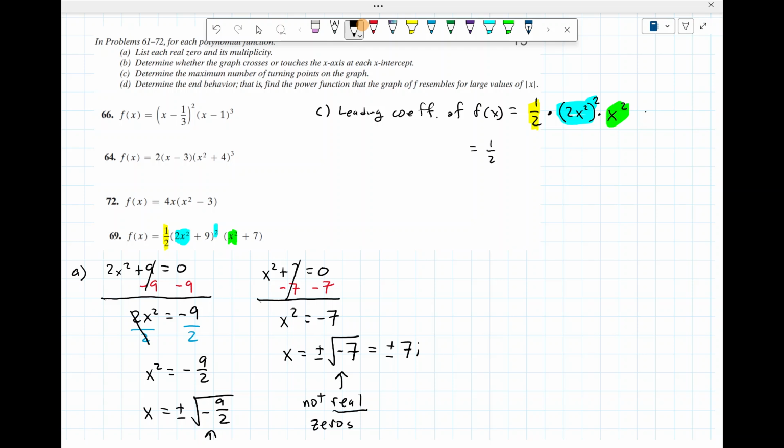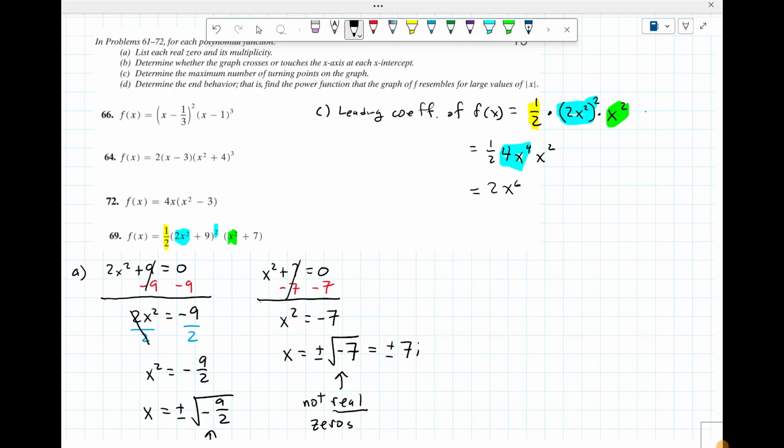First, I'm just going to do 2x squared, squared. So 2 squared is 4, and x squared squared is x to the 4th. I'm squaring 2x squared, and this is what I get. Then multiplying everything together, I end up with 2x to the 6th. 1/2 of 4 is 2, and x to the 4th times x squared is x to the 6th.